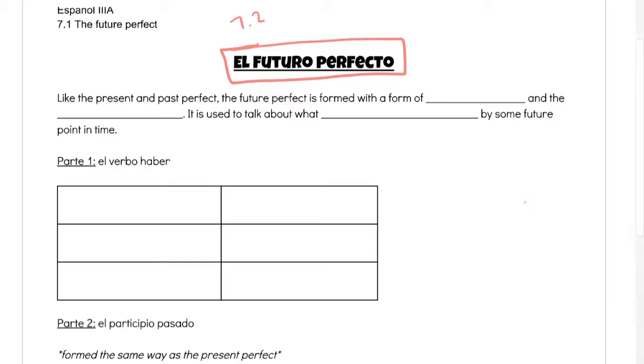Just like the present perfect, the future perfect is formed with a form of haber followed by the past participle. This structure of haber plus past participle to form a perfect tense really should be nothing new to you because we've already talked about the present perfect subjunctive and the pluperfect, all of which have a conjugation of haber with the past participle. Now, the future perfect is a little bit different, especially in terms of meaning, because it is used to talk about what will have happened by some future point in time.